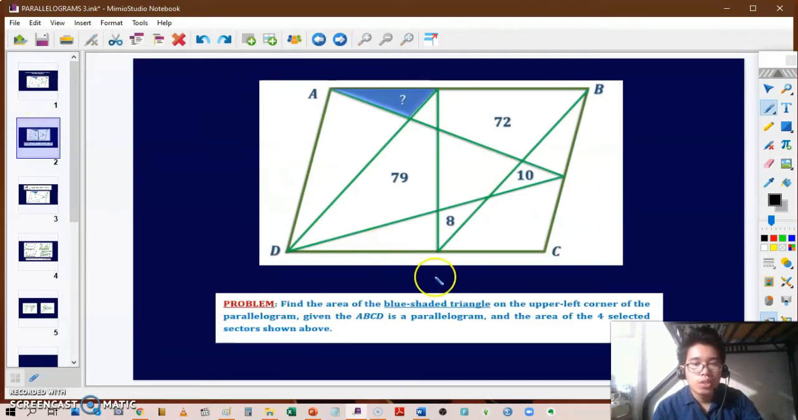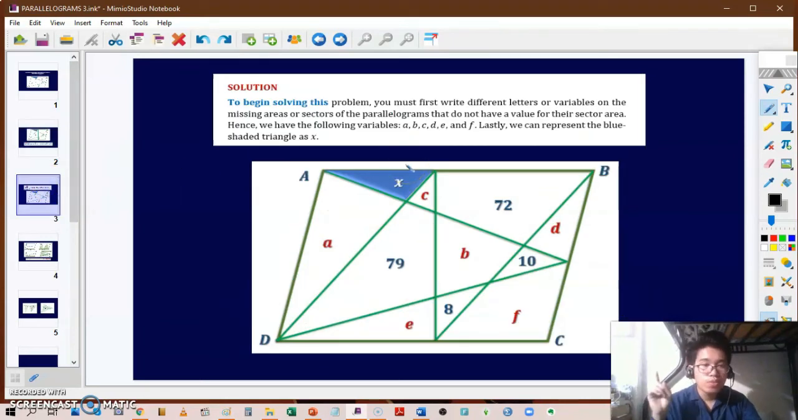So this problem: find the area of the blue shaded triangle on the upper left corner of the parallelogram, given parallelogram ABCD. This is still part of our module, but more on area, and the area of the 4 shaded selected sectors.